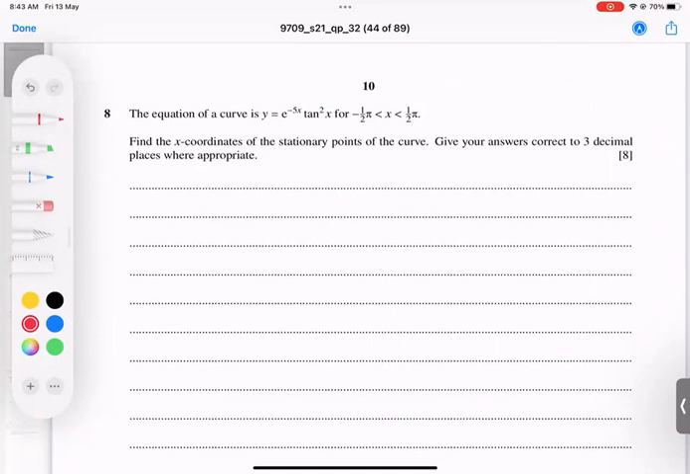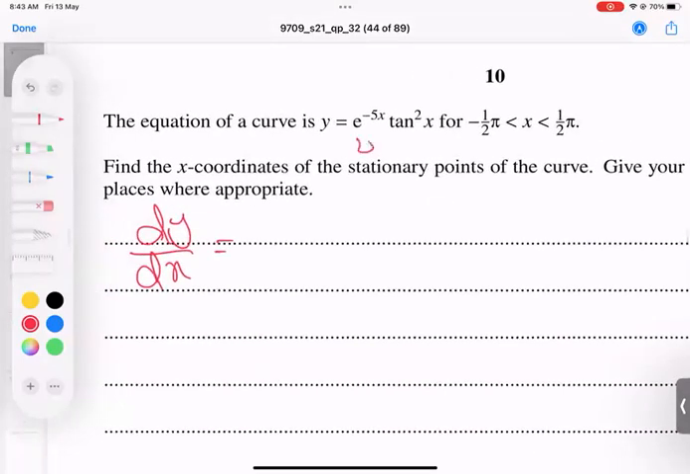We have to find the x coordinates of the stationary points of the curve. Stationary point means derivative 0. And you know the product formula, the UV formula. So dy over dx. I give a name, this is u and this is v.